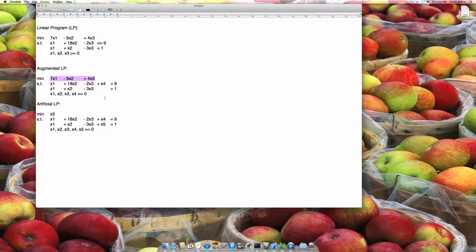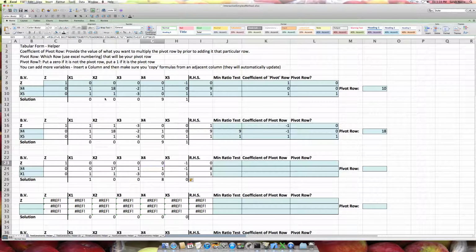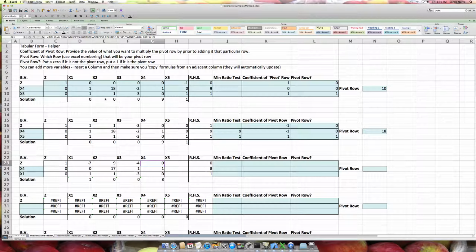So here I have 7, negative 9, 4, but I flip those. So I'm going to now ignore x5. I don't have to worry about it because it's now not in my new LP. So I had negative 7, because it was 7, I take the negative of it, 9, negative 4, and then it was 0. And so here now, I'm saying my basic feasible solution is x4 and x1.